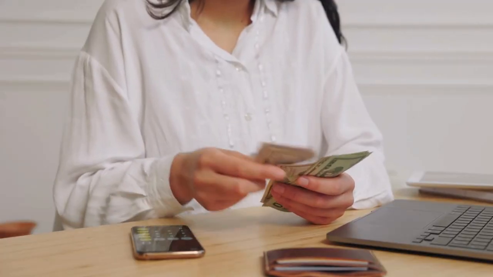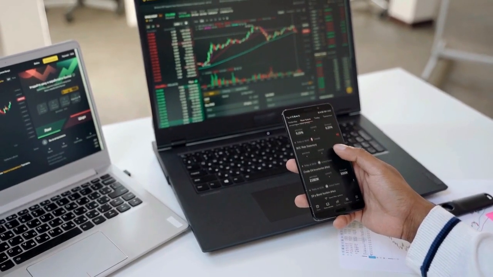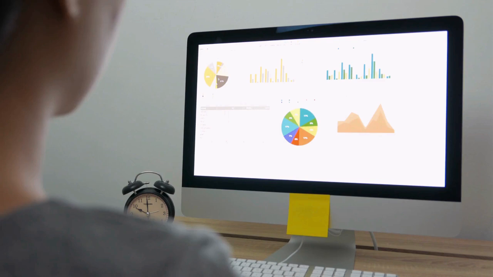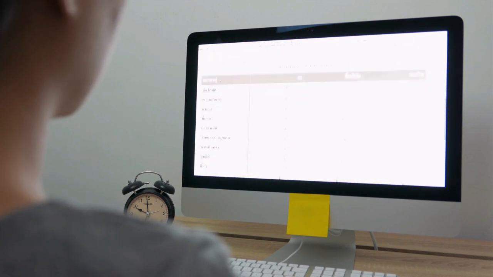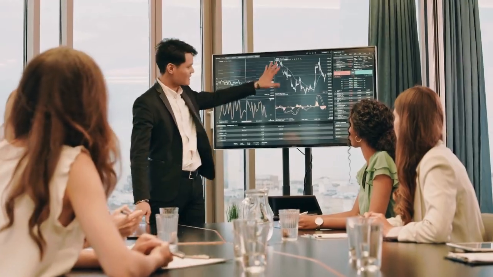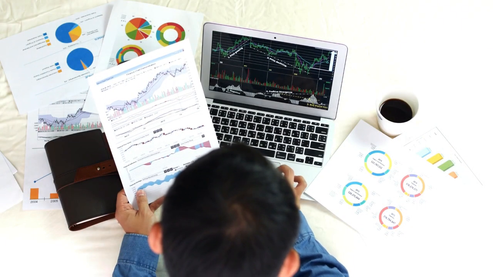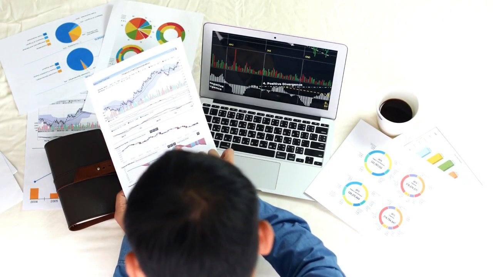They also offer liquidity, meaning they can be bought or sold throughout the day like stocks. However, it's essential to research the underlying assets and risks involved before investing. With the right strategy, ETFs can provide a solid foundation for managing risk in unpredictable times.